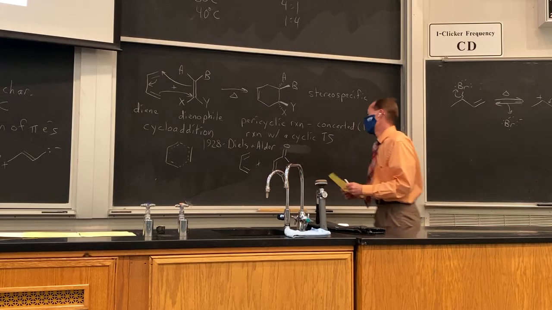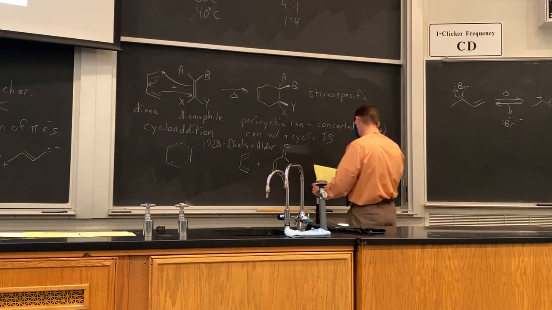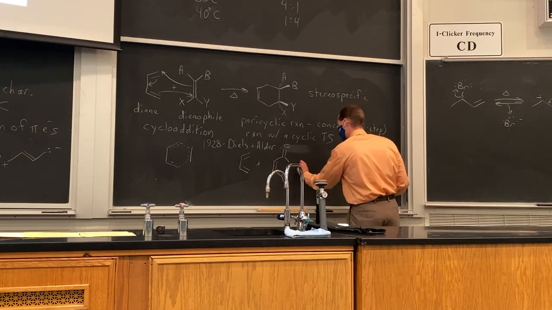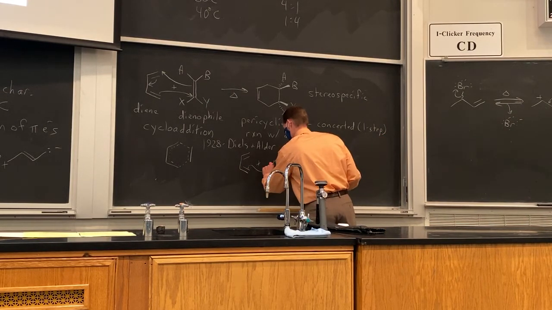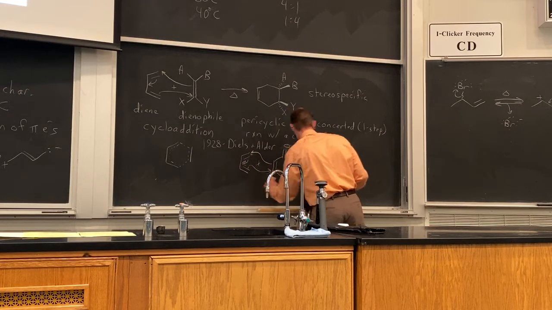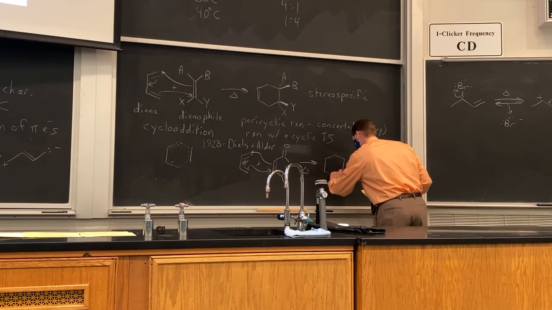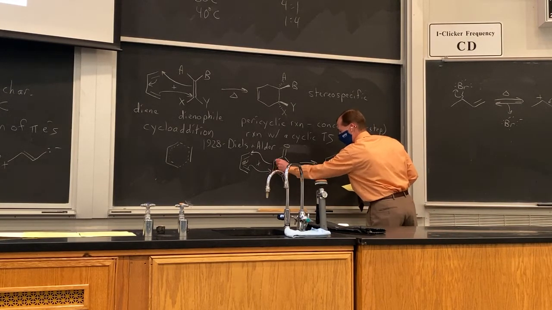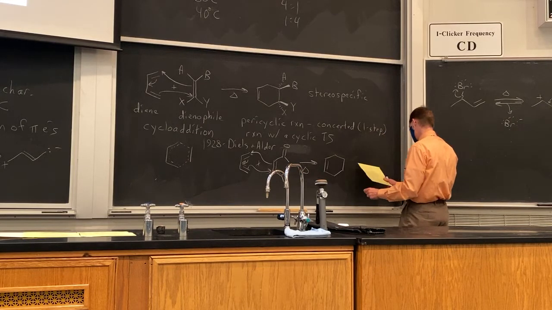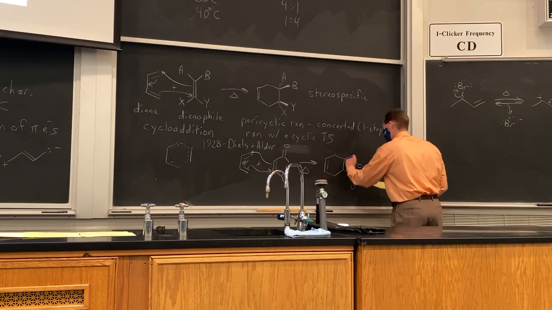Okay. So they reacted these 2 species together and they heated it up. We draw our 3 curved arrows and they ended up with this product. And we know that these groups have to be cis to each other in the product because they're cis to each other in the dienophile starting material.